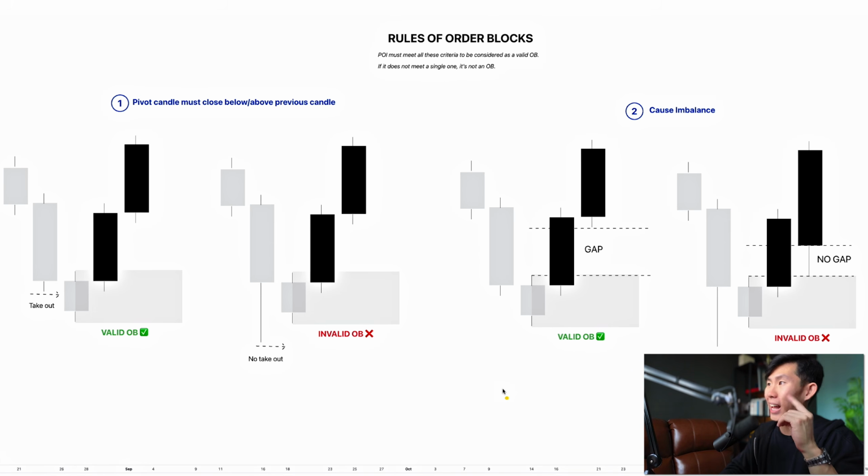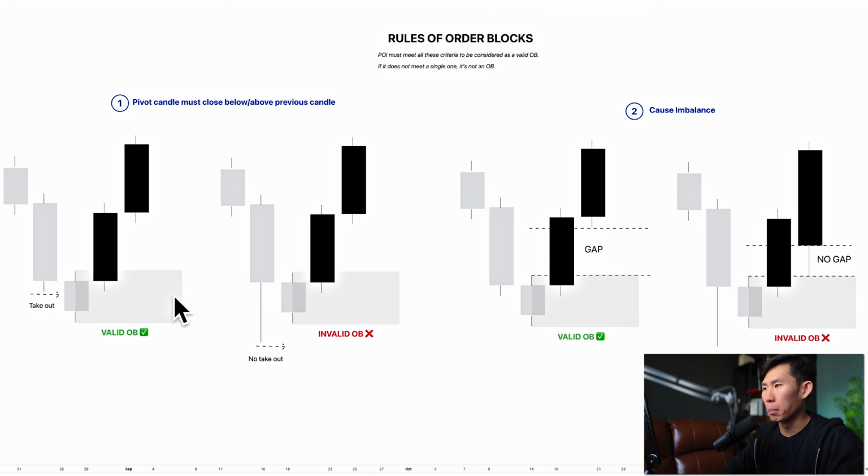So the first rule is that the pivot candle must close below or above the previous candle. So after identifying a sharp and substantial upward movement just like this, we are able to identify that this is actually the pivot candle where we can actually draw the order block. Now, knowing that this is the pivot candle, you need to ensure that this pivot candle close below the previous candle, because this indicates that institutional buyers are stepping in, absorbing sell orders and preparing to push price higher.